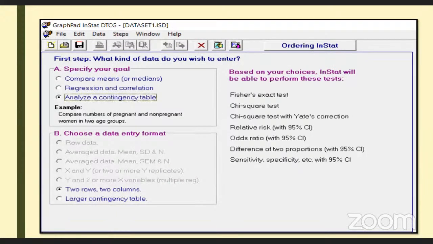Then we have the contingency table, like in the case of the chi-square test, where you have discrete data.